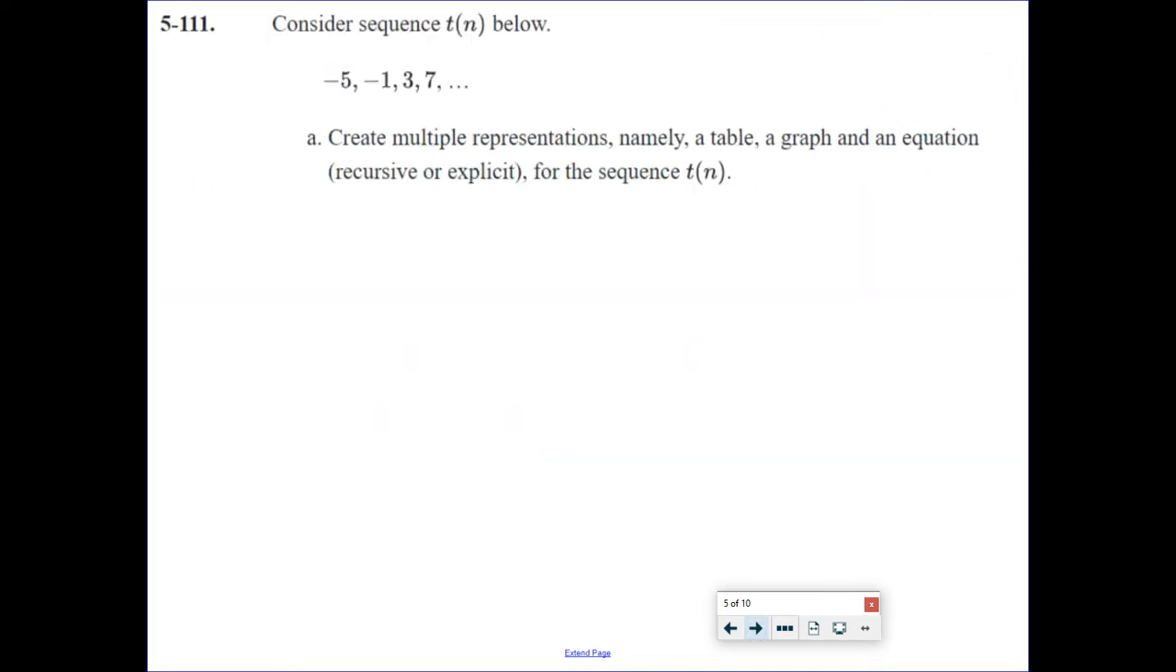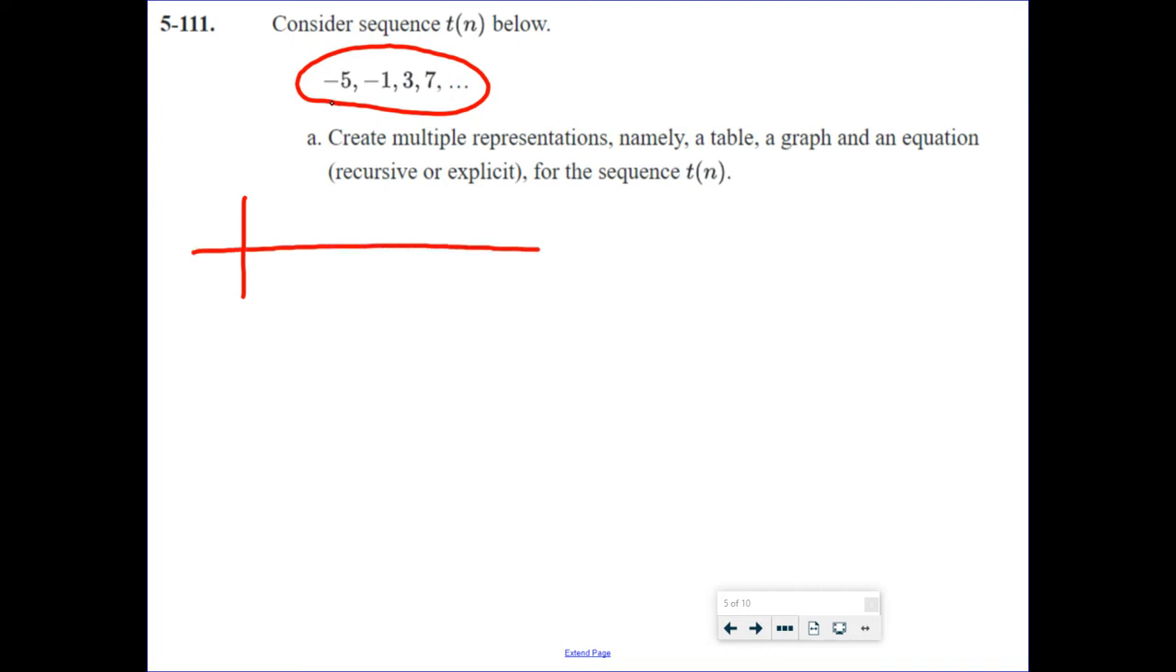All right, so here it is. 5.1.1, please write down this sequence right here: negative 5, negative 1, 3, 7. And now here's what we're going to do. We're going to modify this a little bit for the sake of time. It says create multiple representations, basically a table, a graph, and an equation, both recursive or explicit, for the sequence t of n.